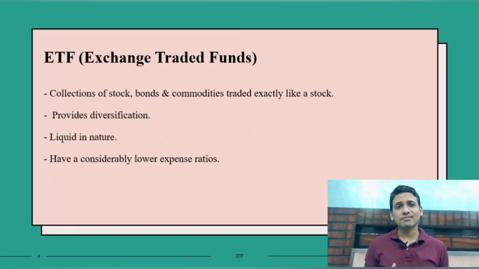Fourth are ETFs, or exchange traded funds. They are a collection of stocks, bonds, and commodities, and they are traded exactly like a stock on an exchange. One of the major features of ETFs is that they are diversified just like mutual funds. Secondly, they are liquid in nature, as a result of which we can buy or sell them like a stock, and they generally have lower expense ratios. Now, ETFs are generally risky because they can go down along with market fluctuations.